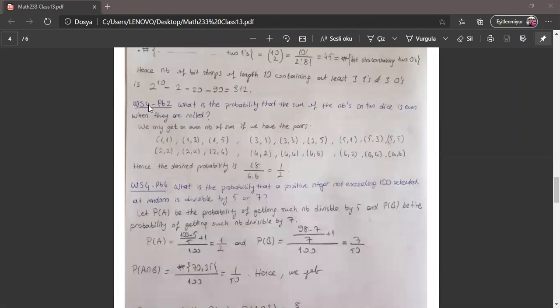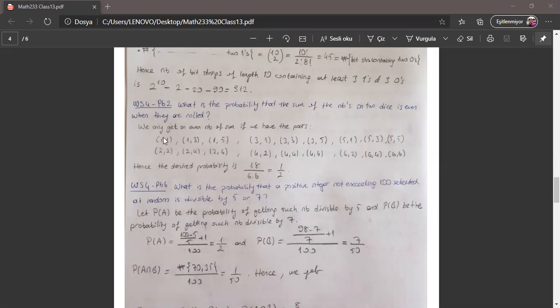Now, fourth worksheet, problem 2, we will compute the probability that the sum of the numbers on 2 dice is even when they are rolled. So we first write the possibilities, not the possibilities, but events. Either we will have 2 odd numbers to get an even sum, or 2 even numbers.